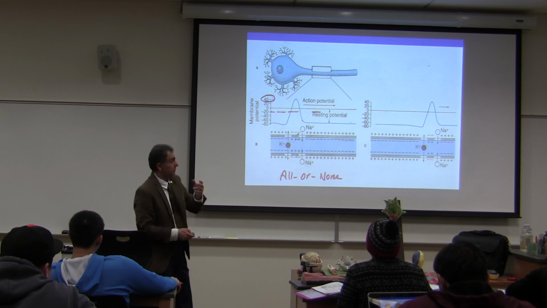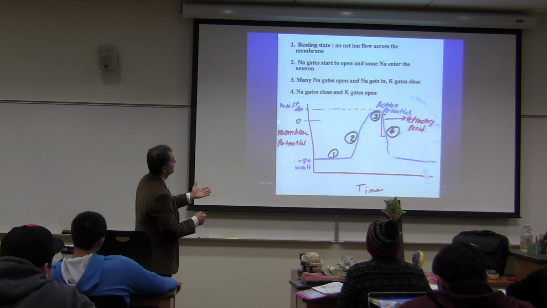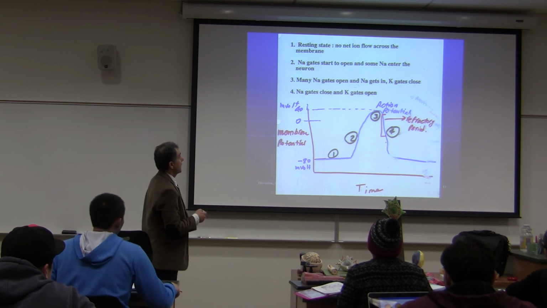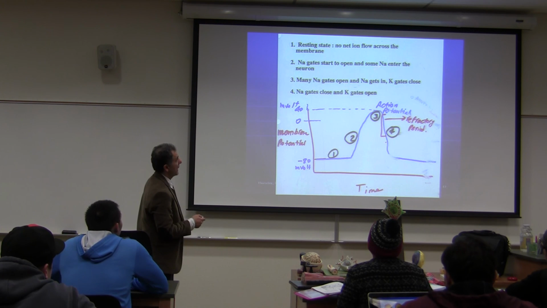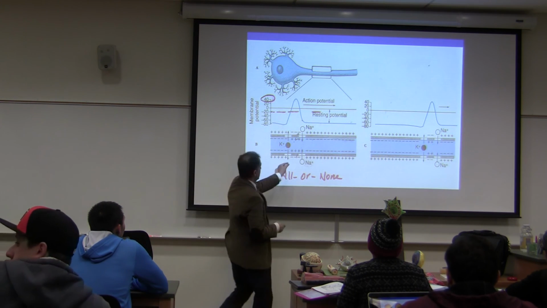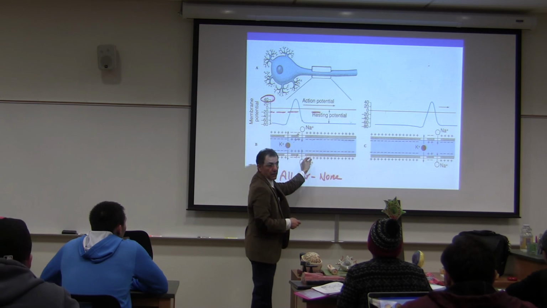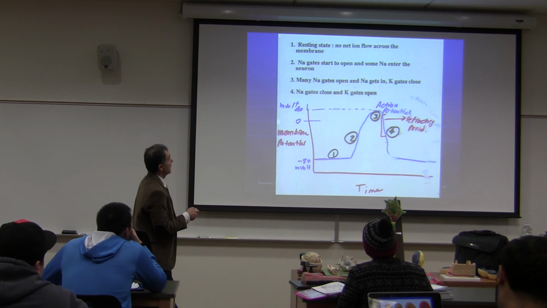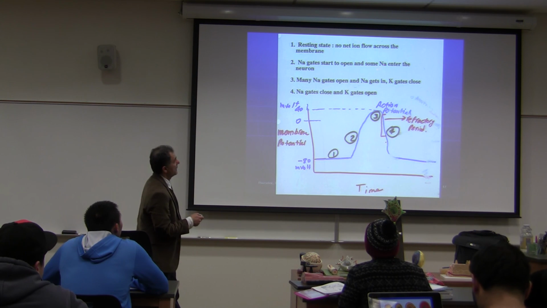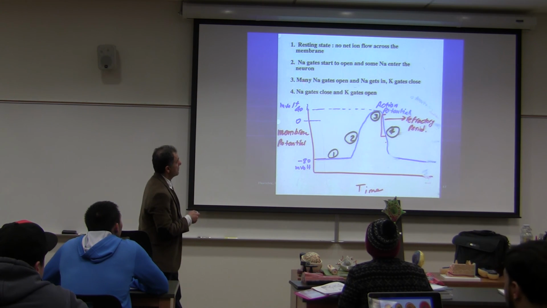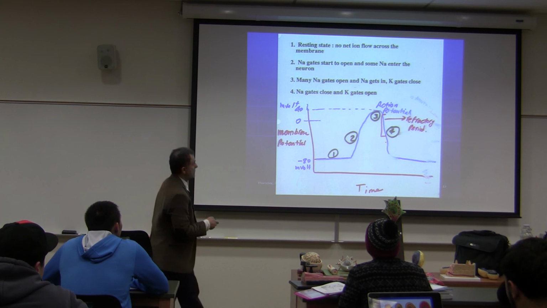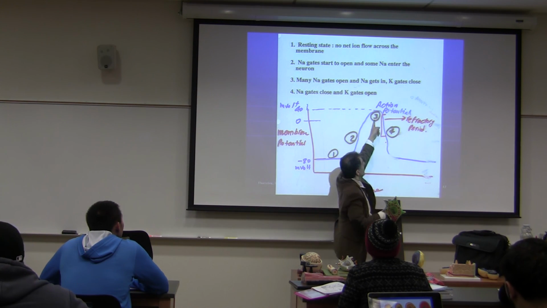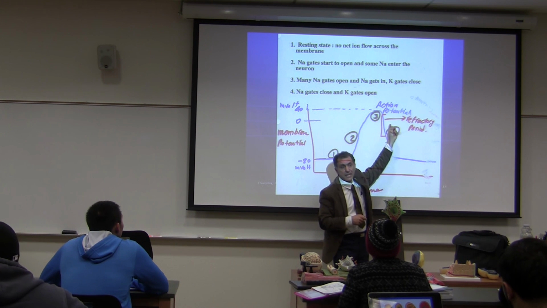Well, I was going to talk about potassium. Did I talk about it? Yes, I did some. Yes, that's the case. But the sodium gate starts to open. There are little gates in here, and sodium rushes in. Sodium gates start to open, and some sodium enters the neuron. Many sodium ions enter the neuron. When many sodium ions enter the neuron, that's action potential.